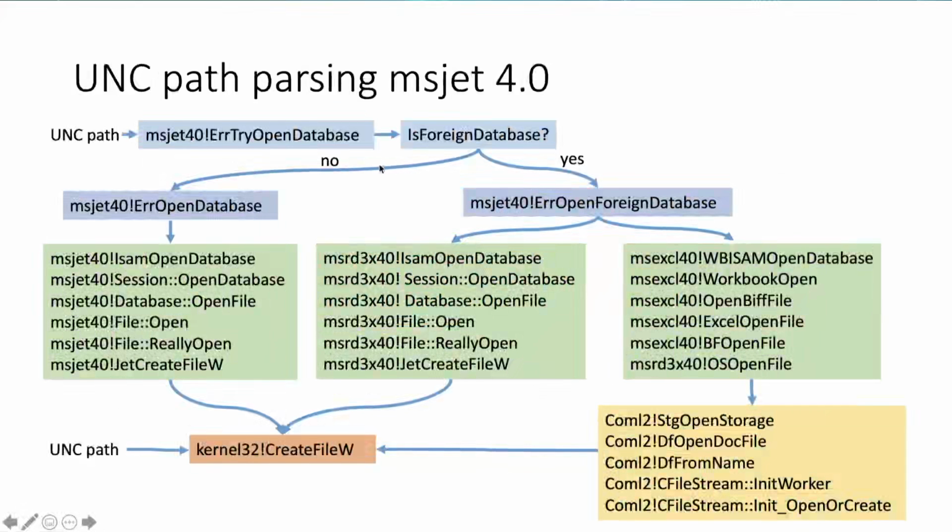Let's check the code. In MS-Jet 4.0, there's a function named error try open database, which is responsible for parsing the external database. If we set a UNC path, it will check if it is a foreign database and go to different branches. You can see the MS-Jet 4.0 module, MSRD, and MS-Excel will be called. But finally, all different code branches will call create file to open the external database file.